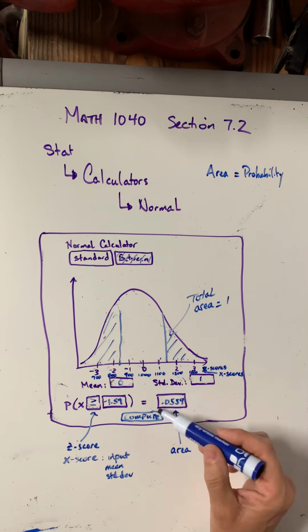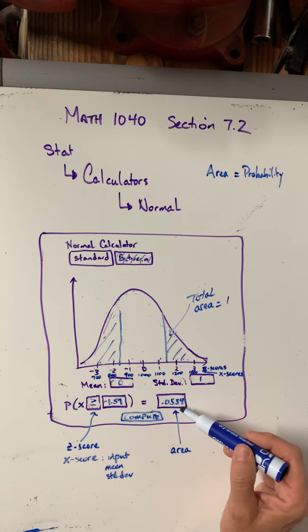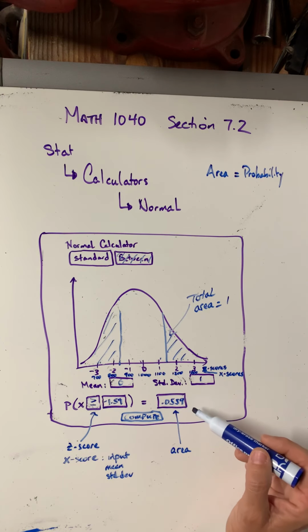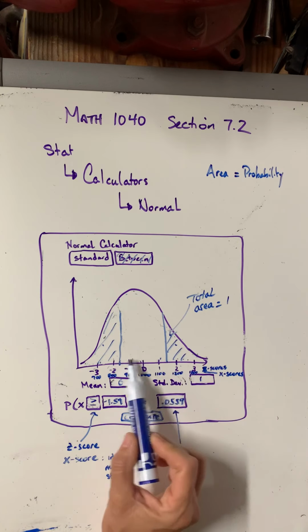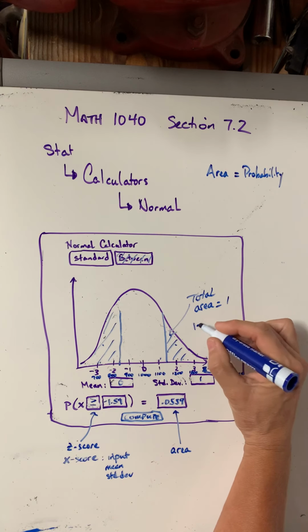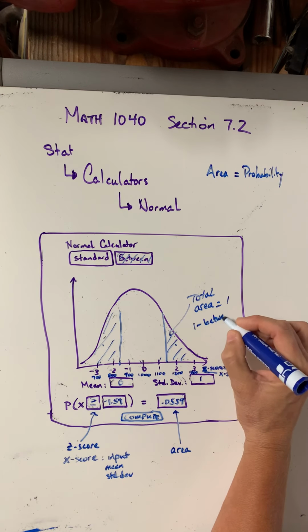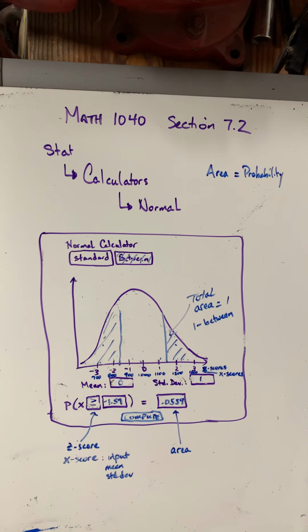And this is why this number, when they give you the area, is always going to be a decimal. It's going to be between 0 and 1, because probabilities are between 0 and 1. So if I want these 2 chunks, I'm going to find the between and then go 1 minus what I got from the between, and I will know the 2 areas in the tails.